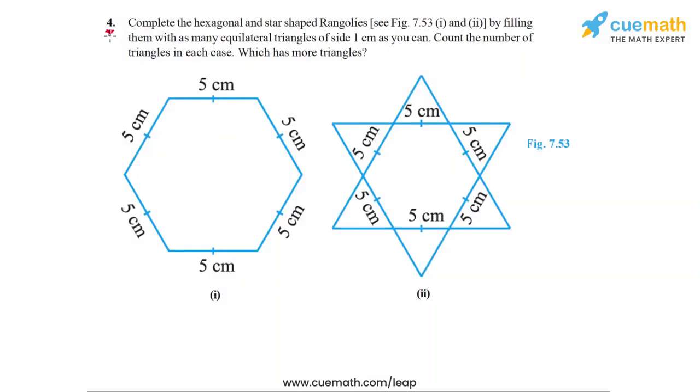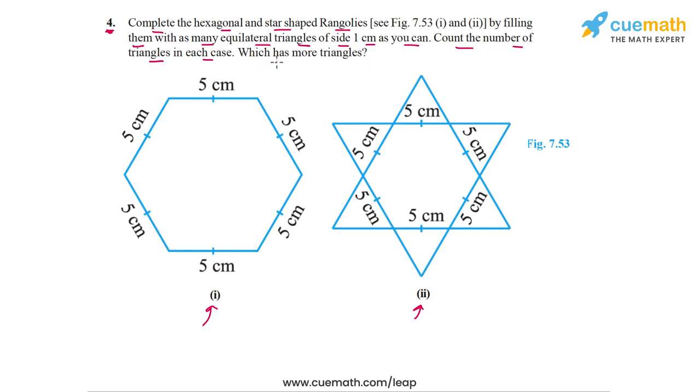Question 4 of this exercise is an interesting question based on equilateral triangles. Here's what it says. Complete the hexagonal and star-shaped rangolis and see these figures 1 and 2 by filling them with as many equilateral triangles of side 1 centimeter as you can. Count the number of triangles in each case. So basically for both of these figures, we have to fill them with equilateral triangles of side 1 centimeter, as many equilateral triangles as possible.